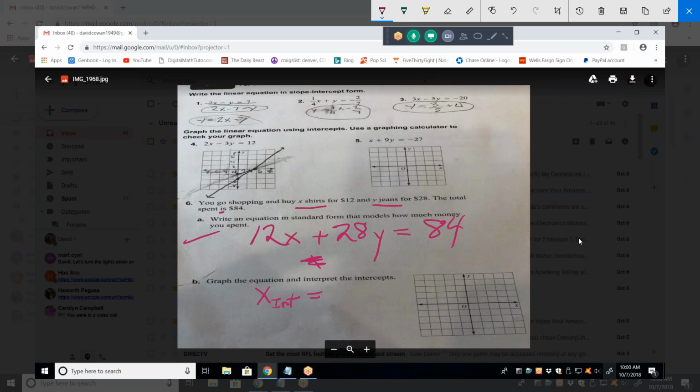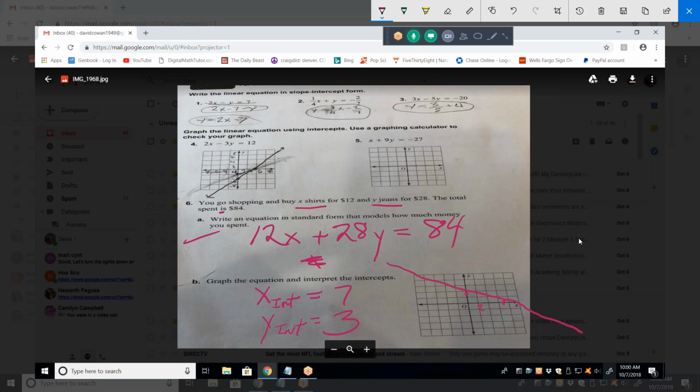84 divided by 12 is 7. Okay? Now, what's the Y-intercept? That's 28 divided by 84. Other way around. It's 84 divided by 28. 3. Okay? So, if I assume that every one of these is 2, then I got 2, 4, 6, 7 is right there. And Y would be right there.